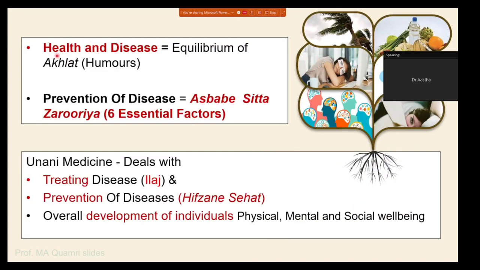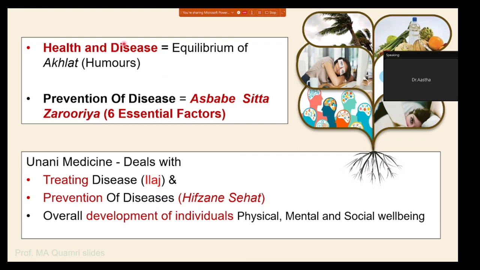Likewise, the cause of health and disease depends absolutely upon the equilibrium of the Akhlat. Here the word equilibrium stands for both qualitative and quantitative consideration. If all the body fluids, humors, Akhlat, that is dam, balgham, safra, sauda, are good qualitatively with their attributes like hot, cold, moist and dry, and at the same time quantitatively, if the quantity of each humor in the body is normal, then only will health exist. If any qualitative or quantitative disequilibrium happens within the Akhlat, the humors, it can lead to the manifestation of disease.